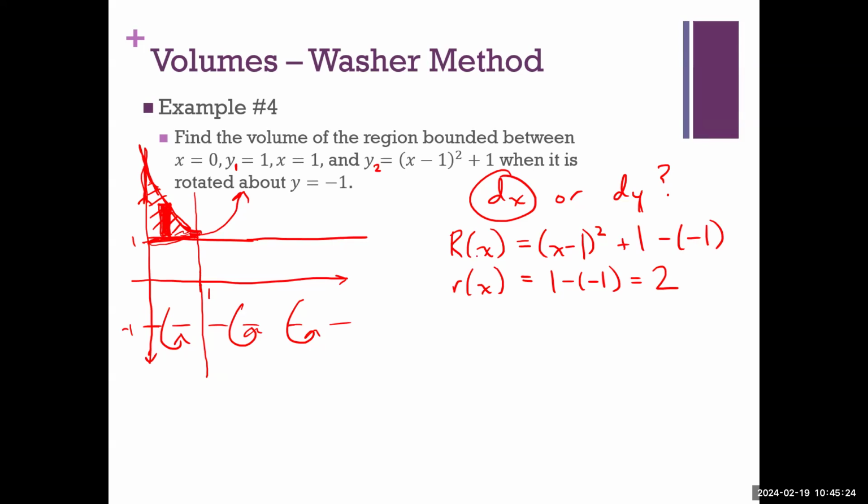All right, so we decided we're going to do this in terms of X. We found our radii in terms of X. Now what do we have to do? What are the bounds? First of all, are the bounds X values or Y values? I heard a lot of whispers of X. They are X values. So what's the lowest X value I care about?